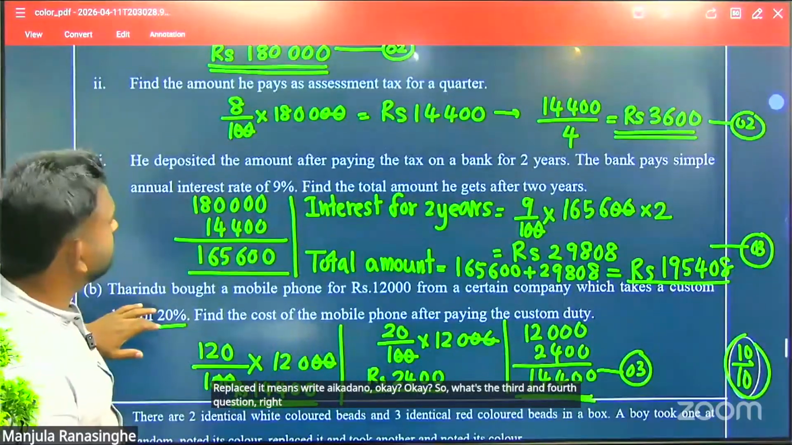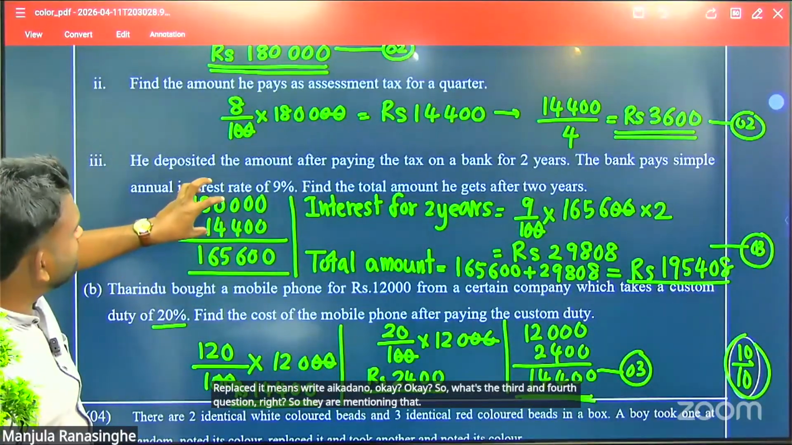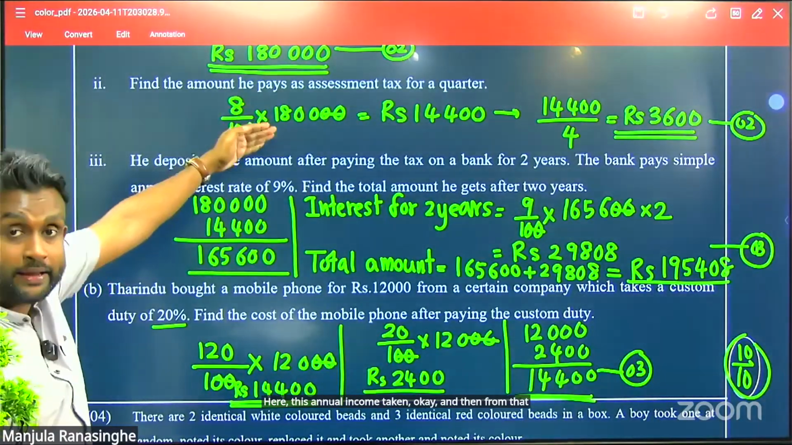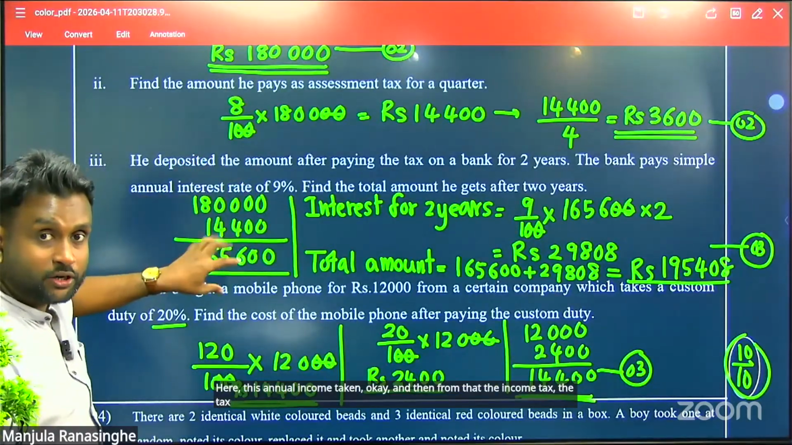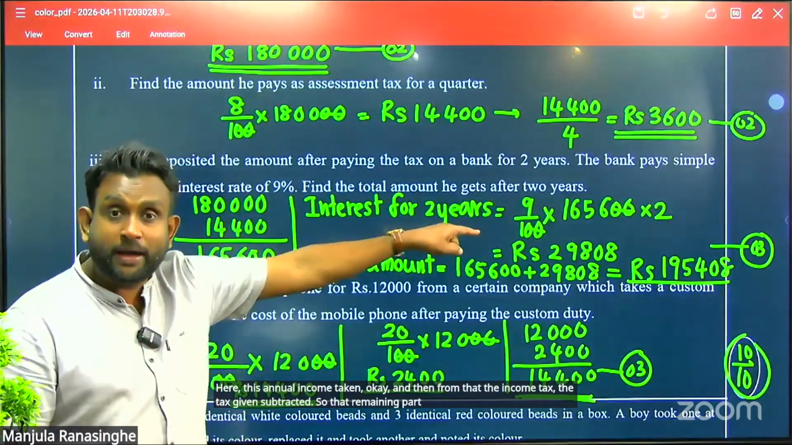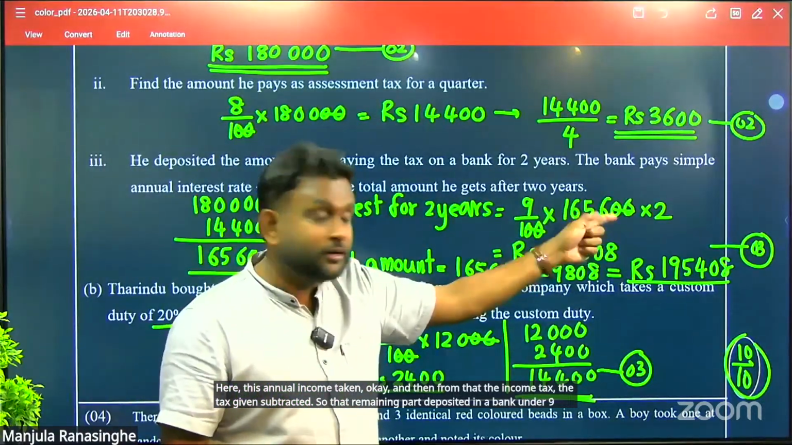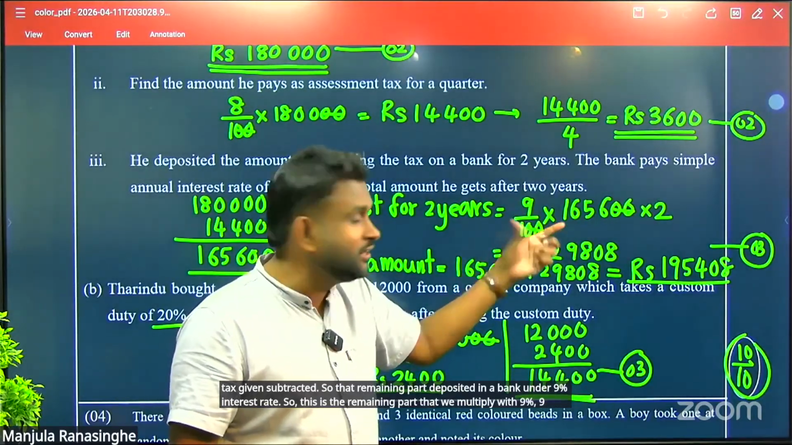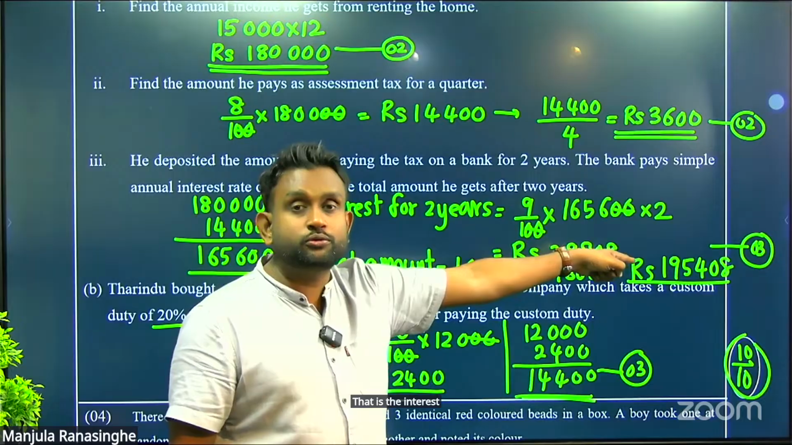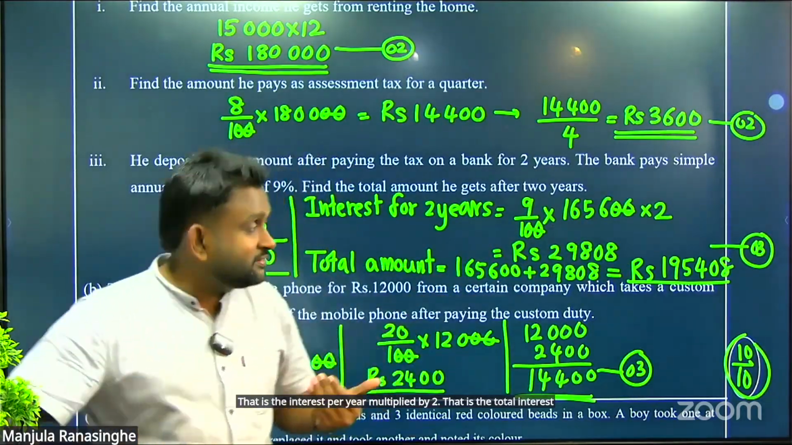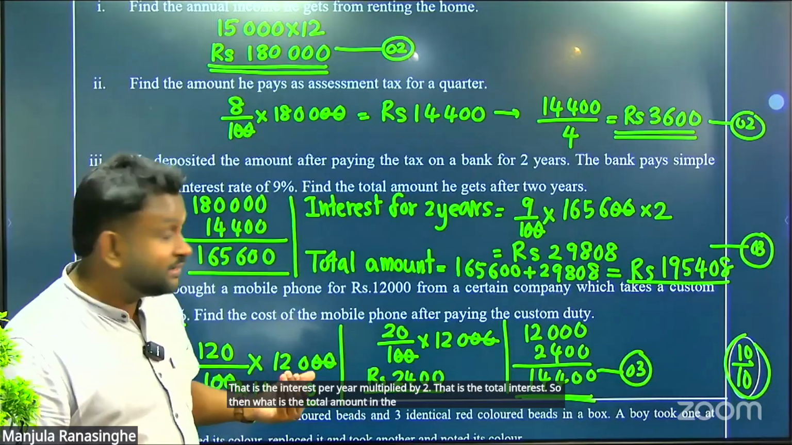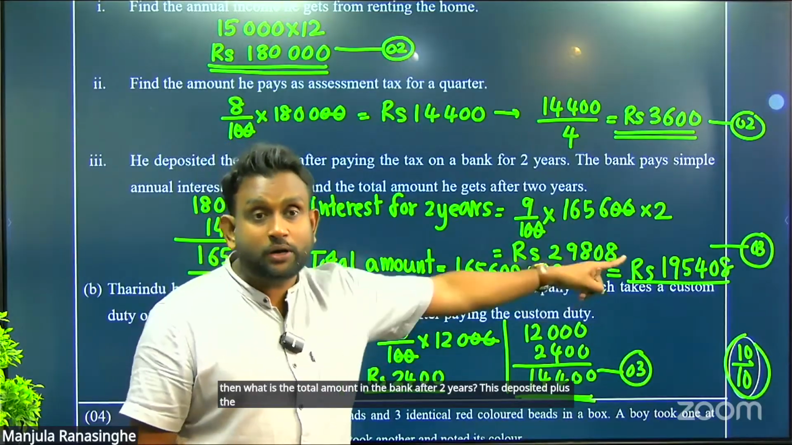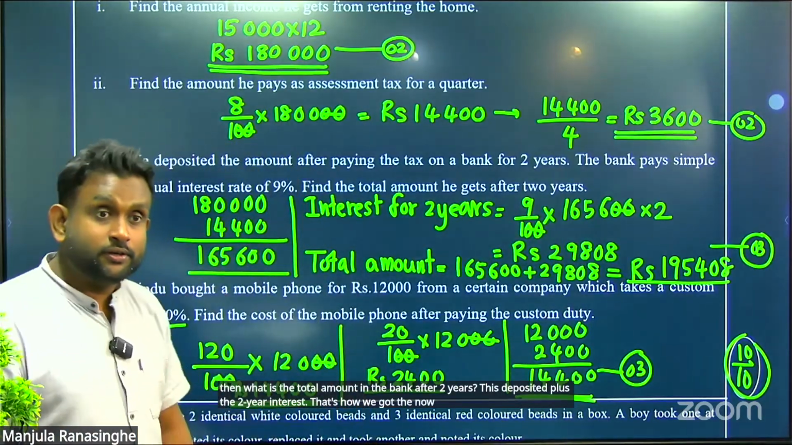Right. So they are mentioning that here this annual income is taken, okay, and then from that the income tax given is subtracted, so that remaining part is deposited in a bank under 9% interest rate. So this is the remaining part that multiplies with 9%, 9 over 100, that is the interest per year, multiply by 2, that's the total interest. So then what is the total amount in the bank after 2 years? This deposit plus the 2-year interest. That's how we got the 195,408. Okay.